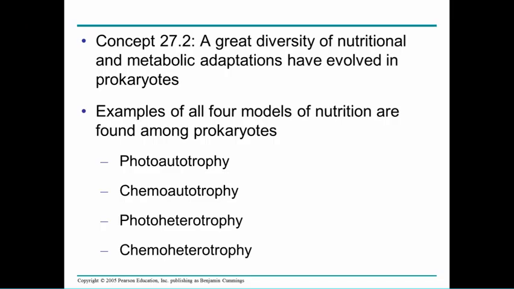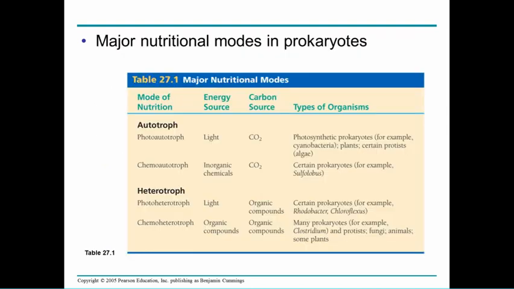All right, we're continuing at 27.2, which is actually not reflective of what the study guide had. But we're looking at how prokaryotes obtain nutrition, and there are four primary modes: photoautotrophy, chemoautotrophy, photoheterotrophy, and chemoheterotrophy. So these basically refer to how they obtain energy.